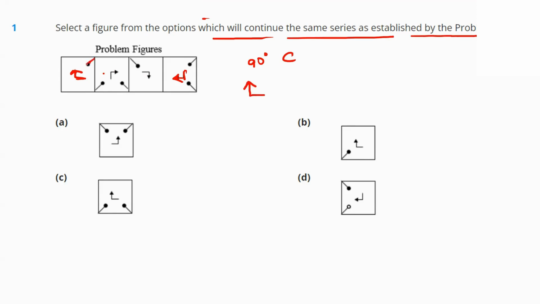And one more thing to be noticed over here is one dot, then two dots at two different corners, then again one dot at one corner, then two dots at two different corners. Again, that should be one dot. So that's option B, the arrow facing upwards with one dot. That's our answer.